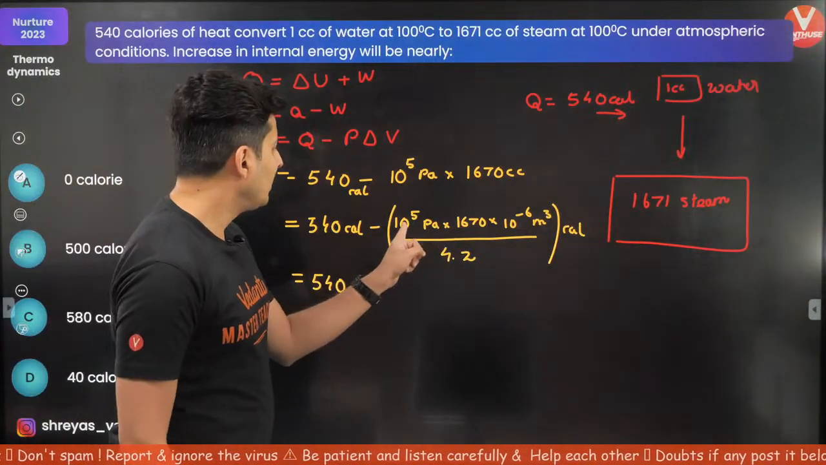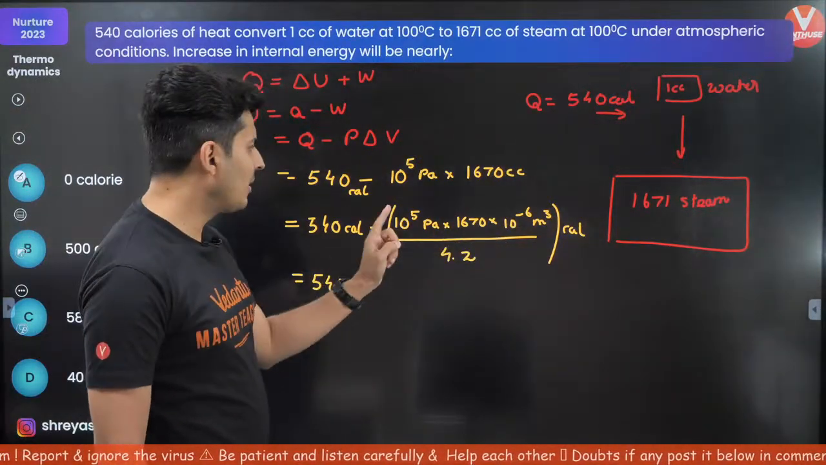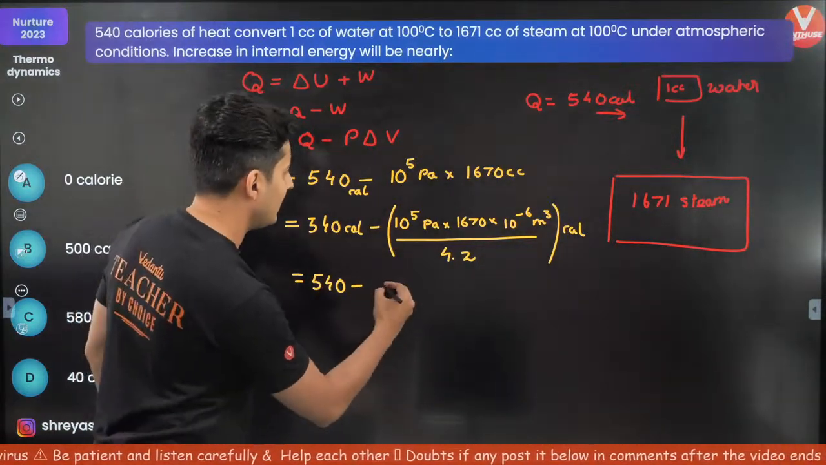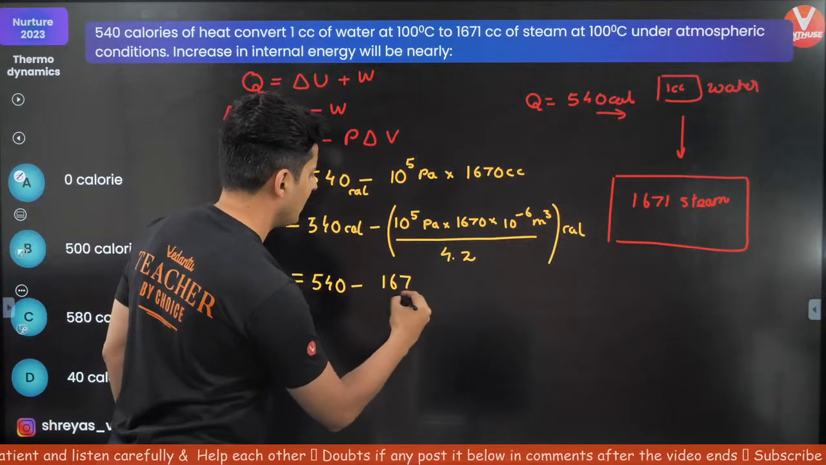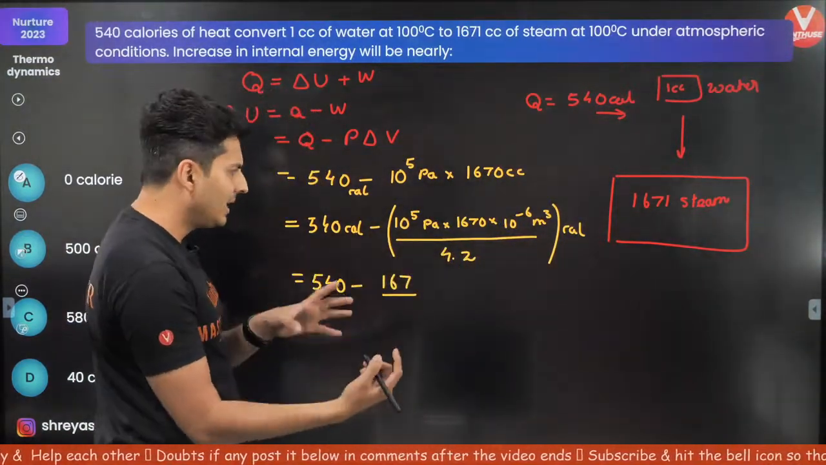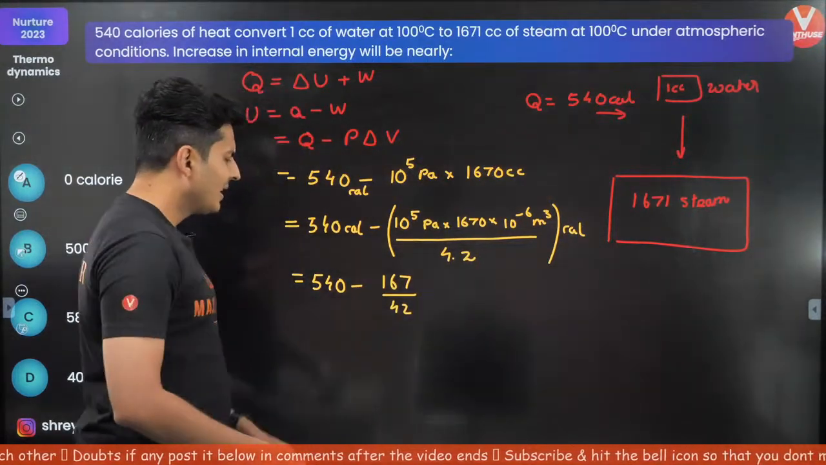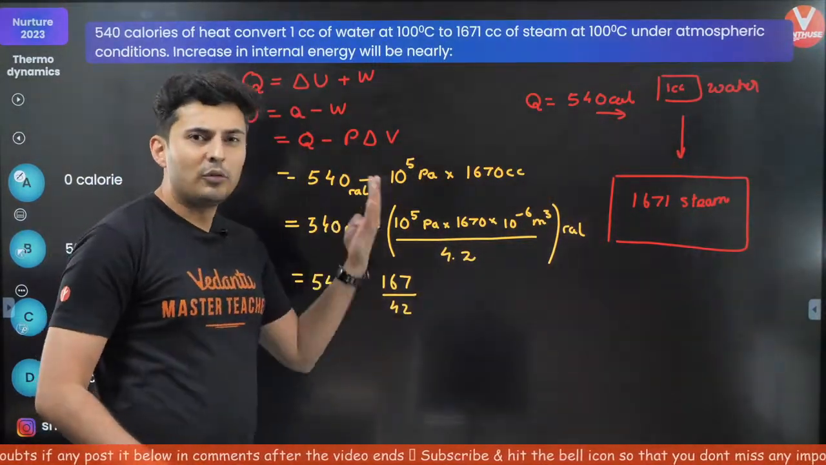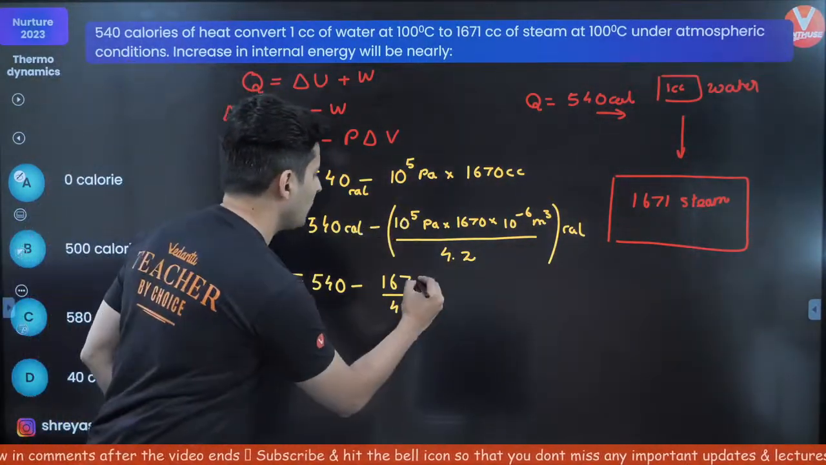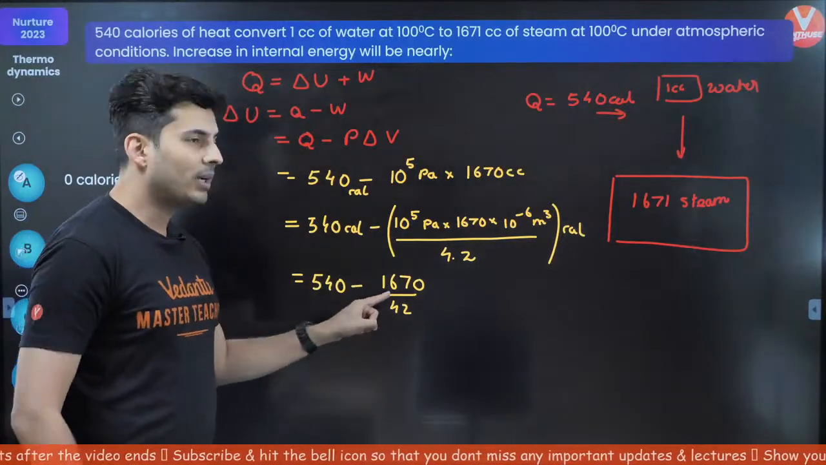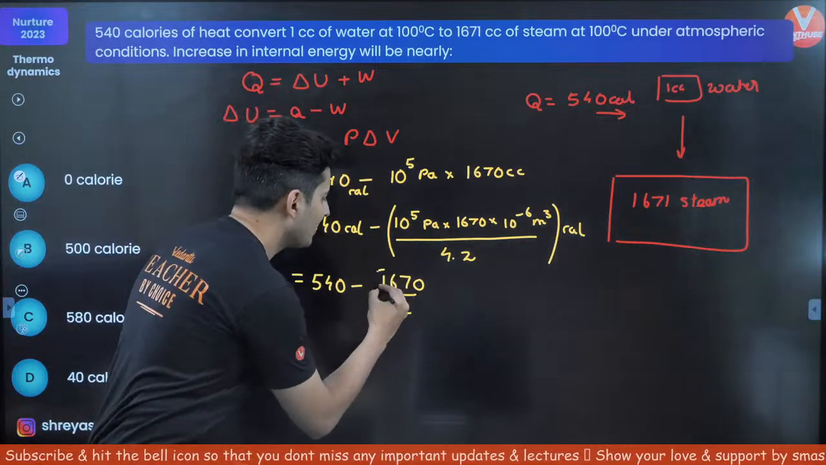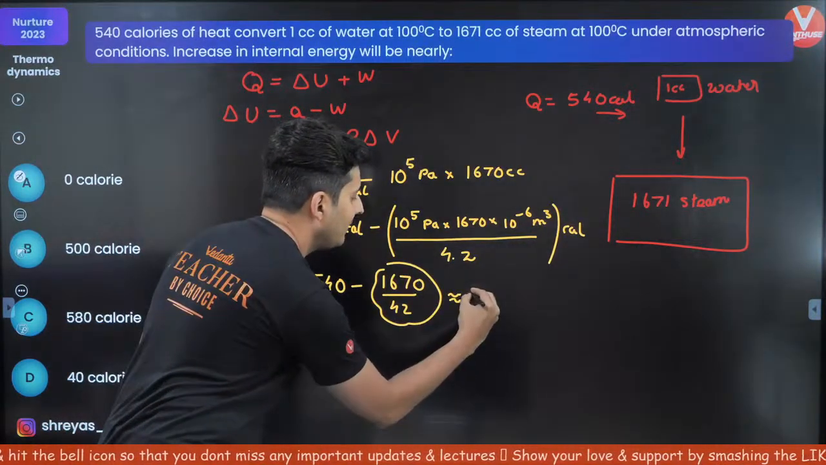Check this out. 10 to the power 5, 10 to the power minus 6, 10 to the power minus 1. And here we have basically 1670, and that 10 to the power minus 1 comes below, it will become 10, so 42. Guys, 40 into 4 is 160. Oh, 1670, my bad. 1670. 40 into 4 is 160. So I think this entire thing is roughly 40.